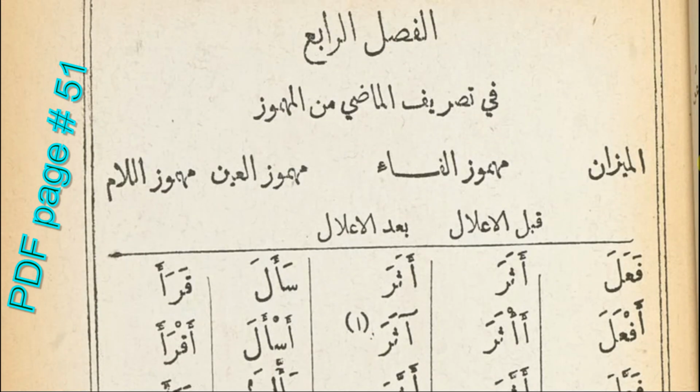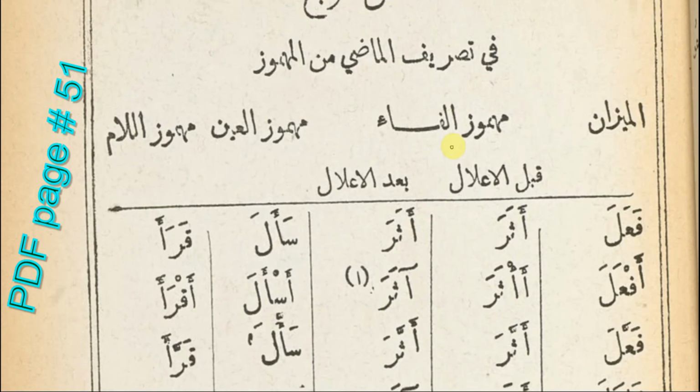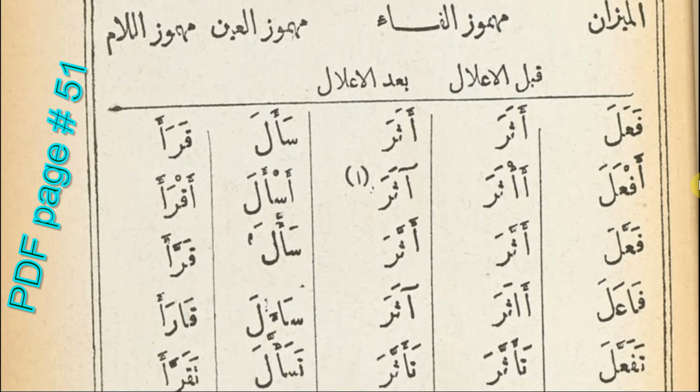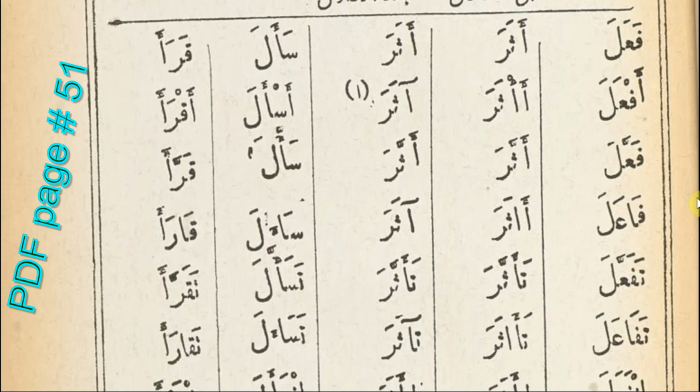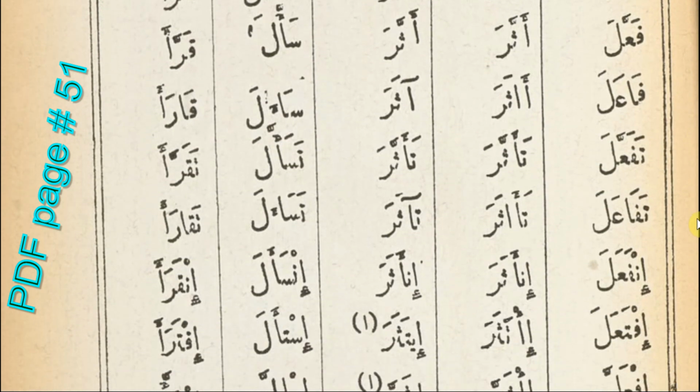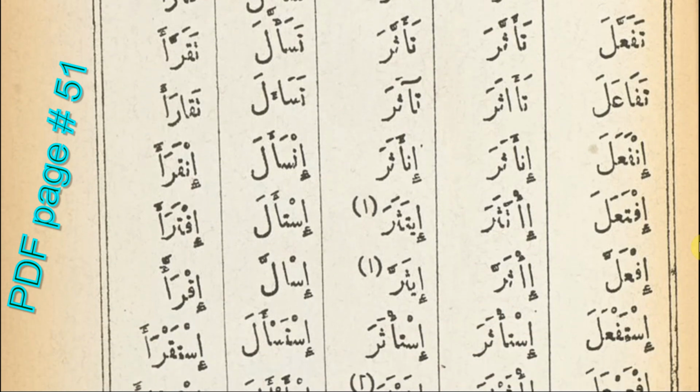Now here this is a table for if the verb has a hamza at the beginning of it, or in the center of it, or at the last letter of it for a 3-letter verb. That's how it would look. You have the scale there, and you have these examples.